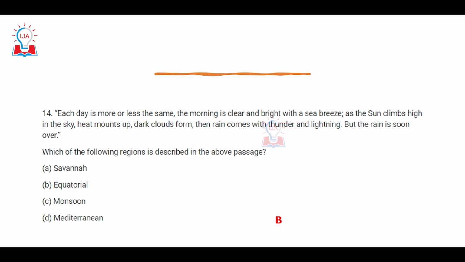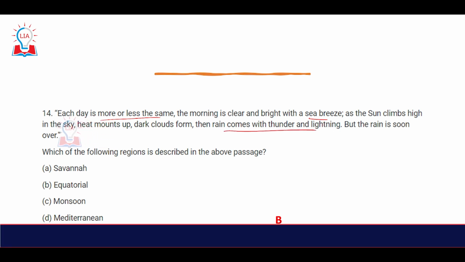The last question is related to climatic regions of the world, where the statement is given that each day is more or less the same. That means in terms of temperature, there is not so much variation. There is no change in the seasons from one day to the next. The morning is clear and bright with sea breeze. As the sun climbs high in the sky, heat mounts up, dark clouds form, then rain comes with thunder and lightning, but the rain is soon over. Which of the following regions is described in the above passage?